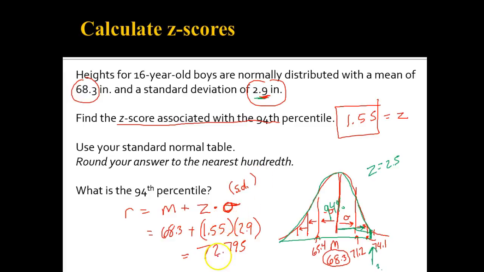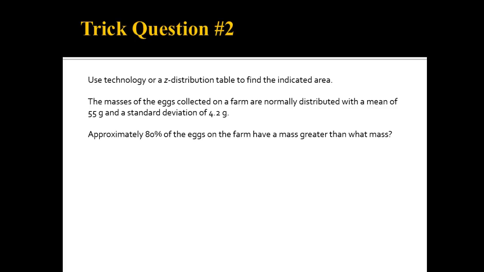It's mostly in tens place, so I'm going to say 72.8 inches. And so 72.8 inches, which is just above the first standard deviation, a little bit halfway between first and second, is the number that is bigger than 94% of the data in this distribution. Crazy, right?